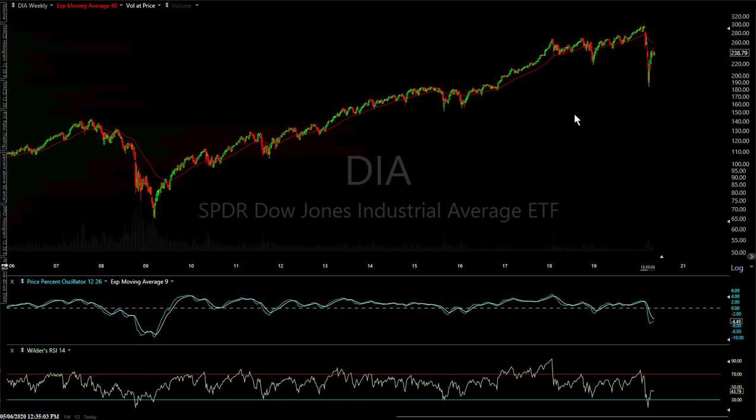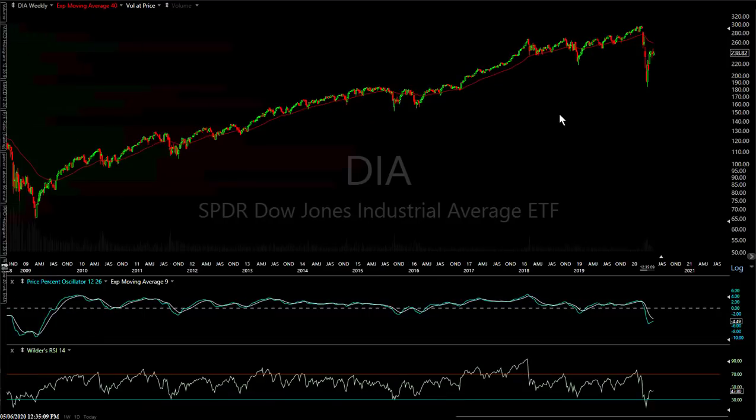And what I want to look at here are a couple things. Let's look at the posture of some of the key moving averages. In this case, I have just a 40-week moving average up on the weekly chart. That's the same as a 200-day. You have 5 calendar days in a week, so if you multiply 5 times 40, that would give you 200.